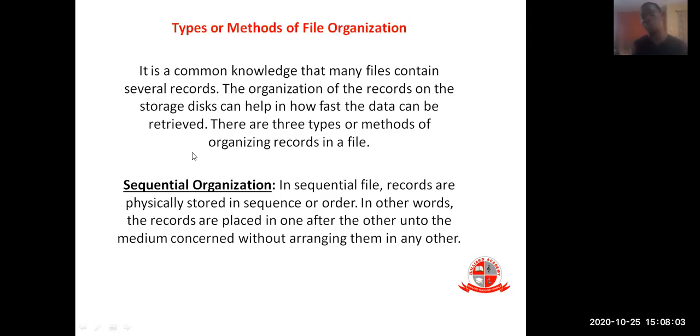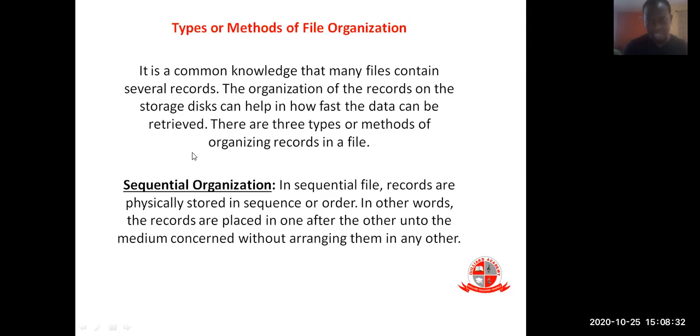There are three types or methods of organizing records in a file. Number one is what we call the sequential file, or sequential organization. Sequential organization is when you have to go through records one after the other, in sequence, like the name suggests. You have to go through A, B, C, D, and so on. One of the devices that uses this kind of file is the magnetic tape.